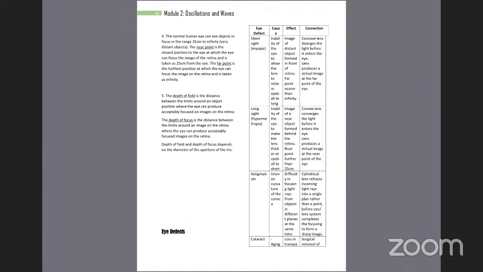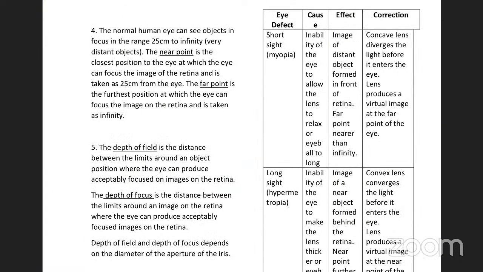Okay? Right, here's two important things. The normal human eye can see objects in focus in the range of 25 centimeters to infinity, right? Infinity means very far. The near point is the closest point to the eye at which the eye can focus an image, right? It's not the same for everyone, so we have to pay attention. The near point is the closest position to the eye at which the eye can focus an image on the retina. It's taken as 25 centimeters from the eye.